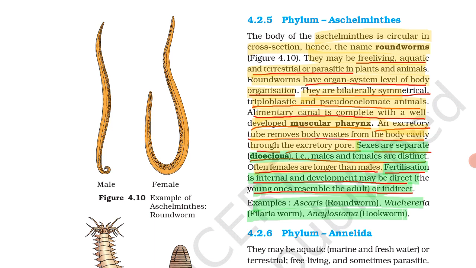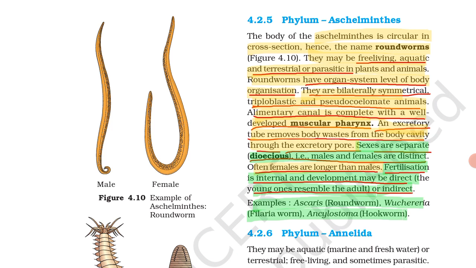Fertilization is internal, and development may be direct, where the young one resembles the adult, or indirect. Whenever the development is direct, the young one looks identical to the adult, or it may be indirect. The examples are Ascaris (roundworm), Wuchereria (filarial worm), and Ancylostoma (hookworm), examples of Aschelminthes.